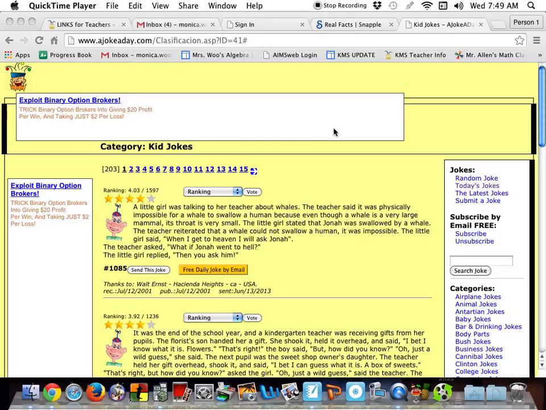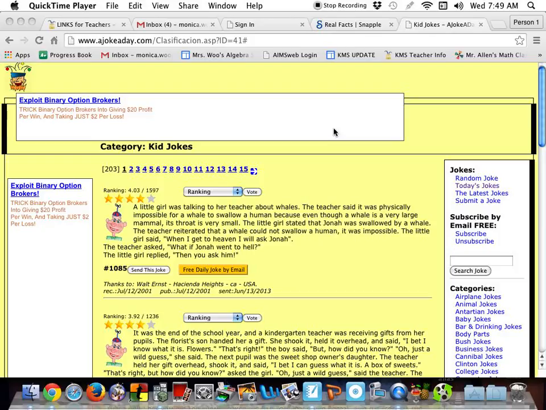Today's notes are on polynomial graphs, but before we get to our notes, I want to share a joke with you. This one starts with a little girl who was talking to her teacher about whales. The teacher said it was physically impossible for a whale to swallow a human because even though a whale is very large, its throat is very small.